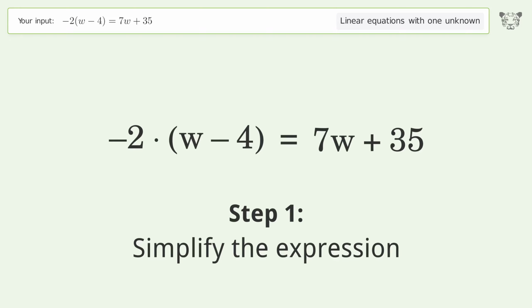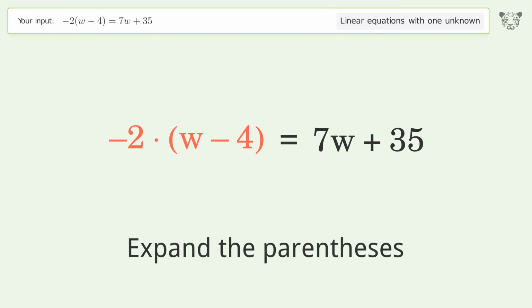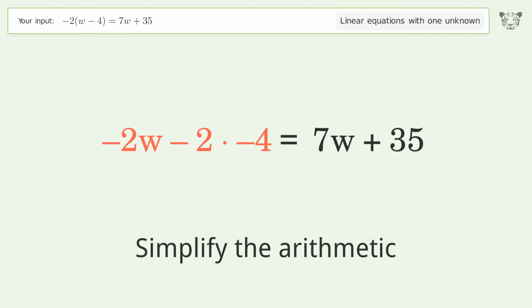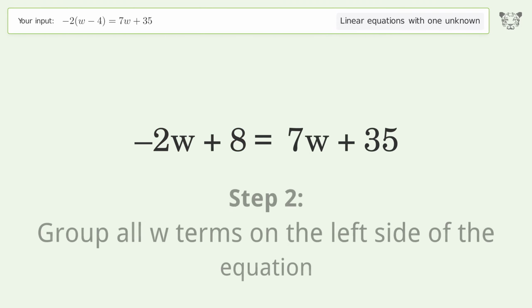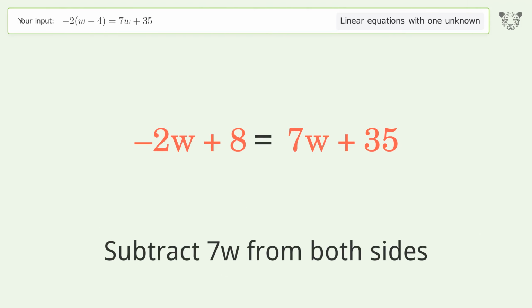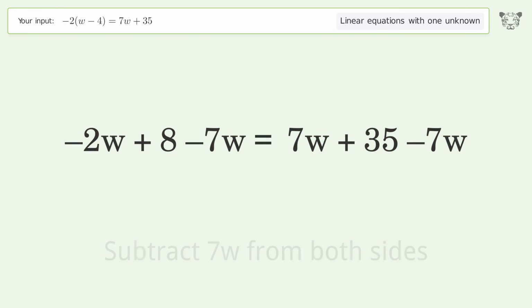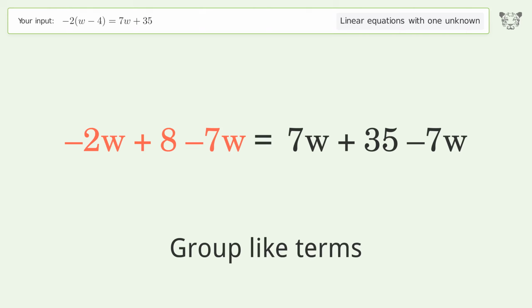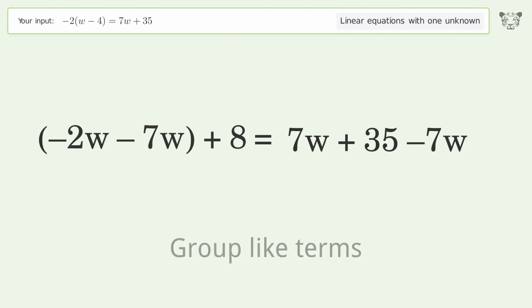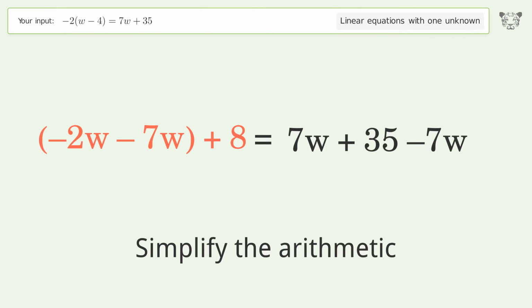Simplify the expression. Expand the parentheses. Simplify the arithmetic. Group all w terms on the left side of the equation. Subtract 7w from both sides. Group like terms. Simplify the arithmetic.